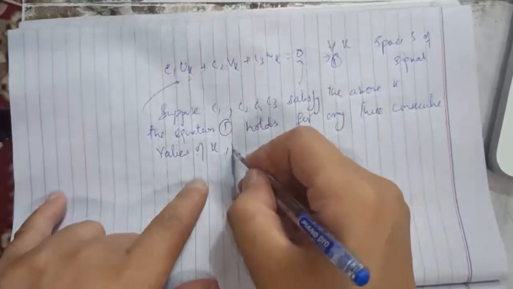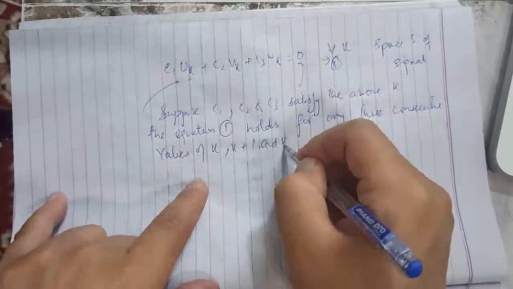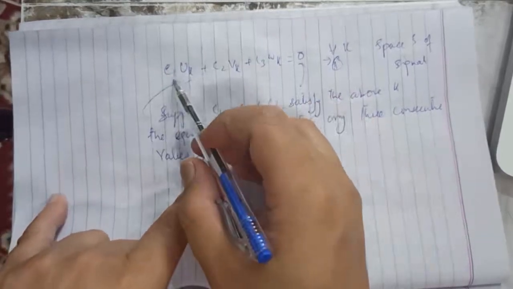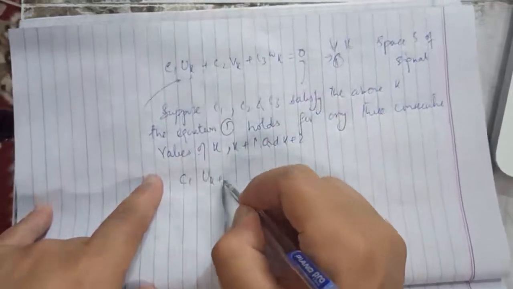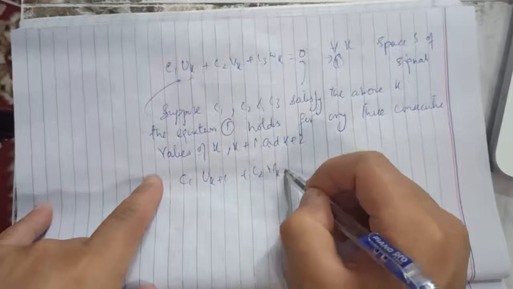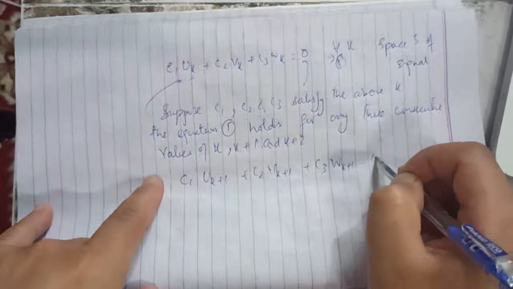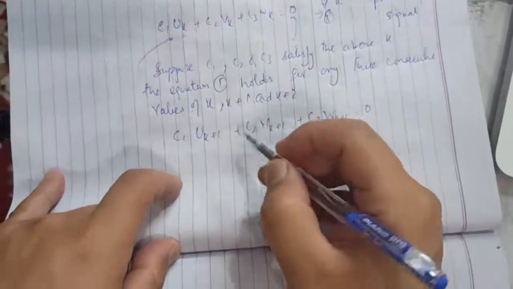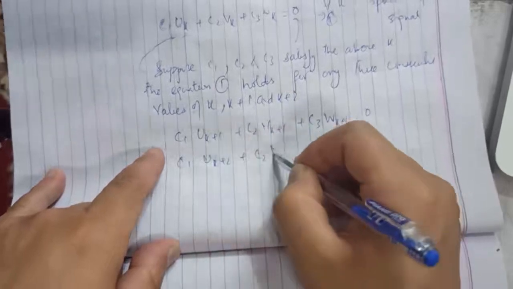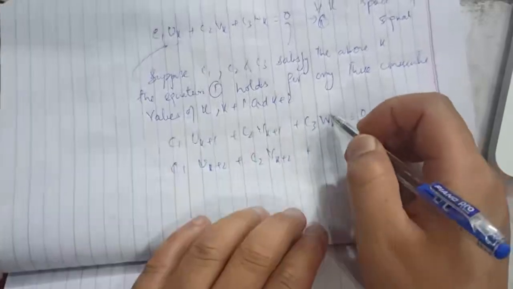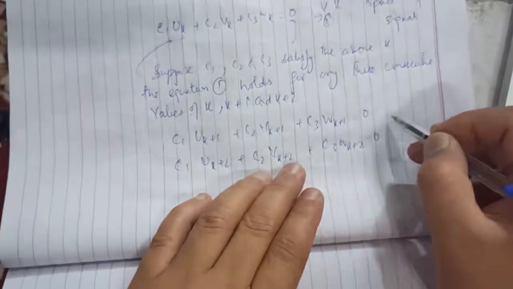Let's say k, k plus 1, and k plus 2. For those three values, we can write this as c1 u of k plus 1 plus c2 v of k plus 1 plus c3 w of k plus 1 equal to 0. Similarly, we can write this as c1 u of k plus 2 plus c2 times v of k plus 2 plus c3 times w of k plus 2 equals 0.